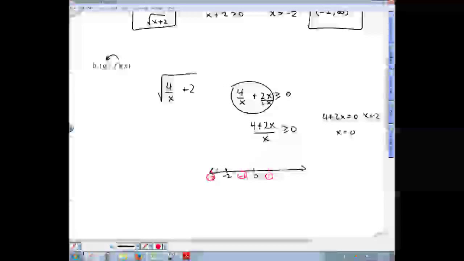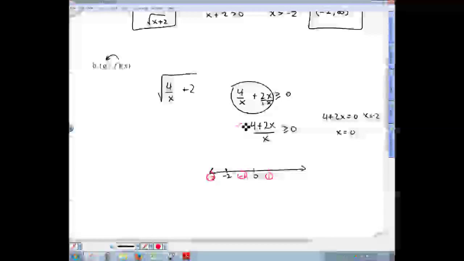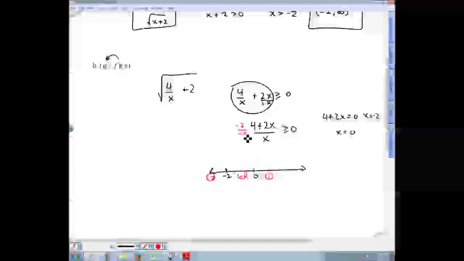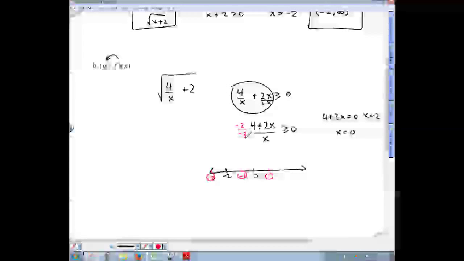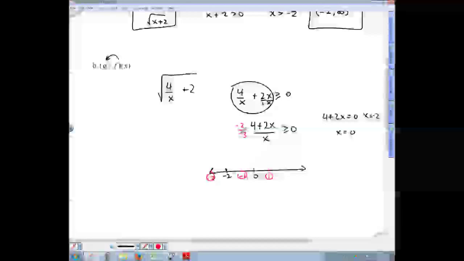So testing negative 3 first, plug in negative 3 for both x's. 2 times negative 3 is negative 6. Negative 6 plus 4 is negative 2. And then we would have had a negative 3. And the most important point here is not so much the value of the number, but whether it's positive or negative. A negative divided by a negative is a positive.